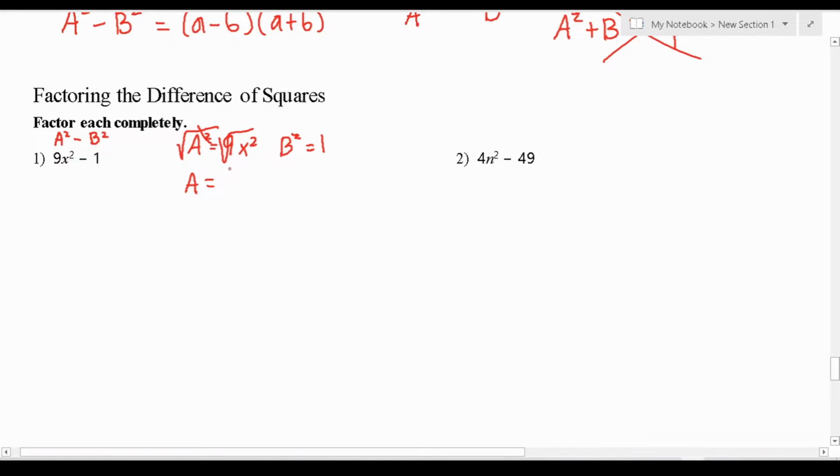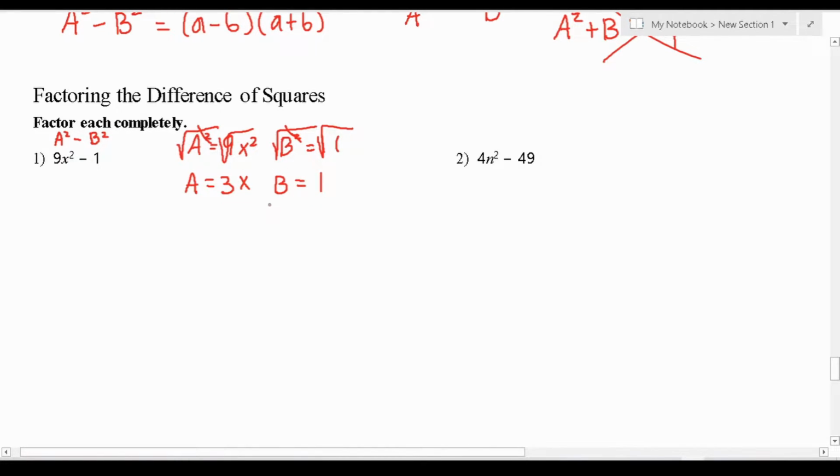And the square root of 9, we should know is 3. The square root of x squared is just x. Again, to get b by itself, we'll take the square root of both sides. Let me write that over there. This crosses out, leaving you with just b. Again, the square root of 1 is just 1.